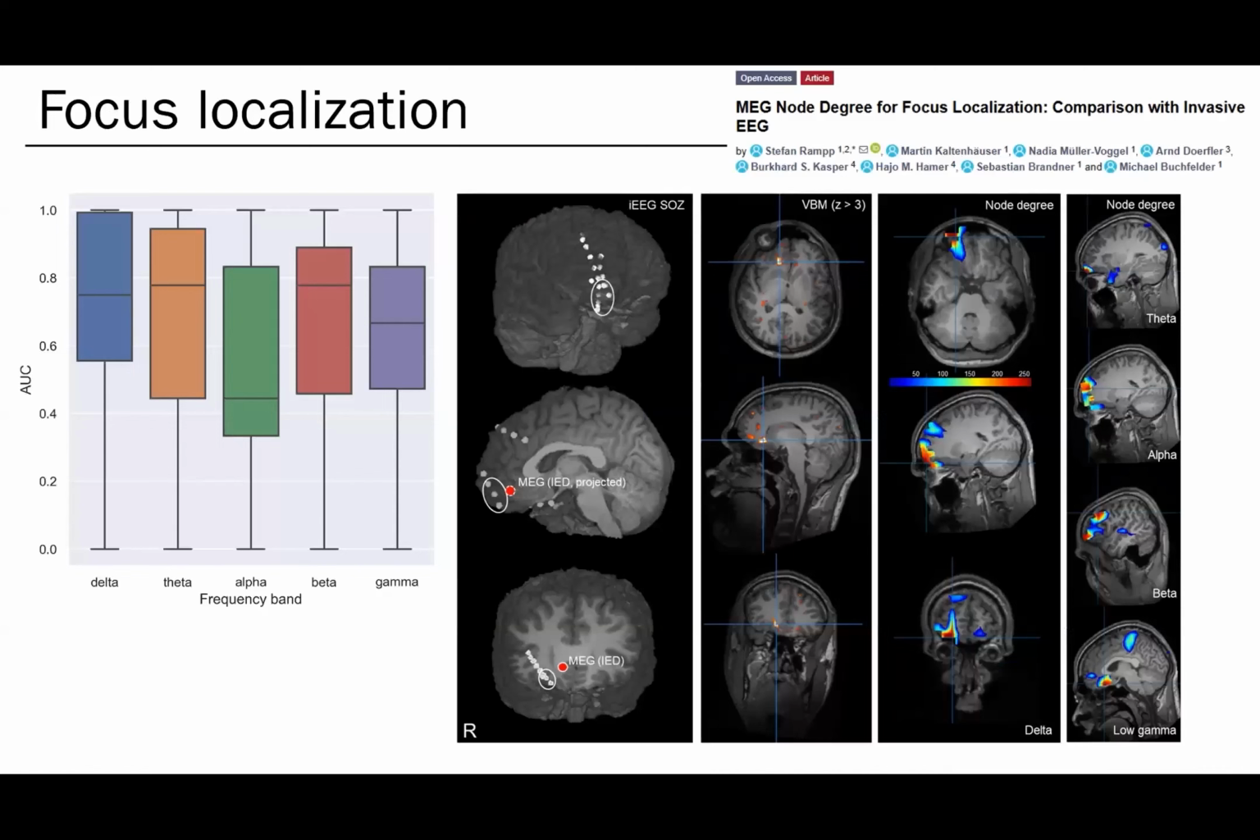In a recent study, we evaluated the concordance of those connectivity increases and seizure onset zones from invasive EEG in 50 patients. The results on the left show that especially in the delta, theta, and beta frequency band, such maxima can be used for localization, with median area under the curve values just below 0.8. However, there's some variability and the choice of frequency band is not entirely clear, so there's certainly work to do before we can use this for clinical practice.